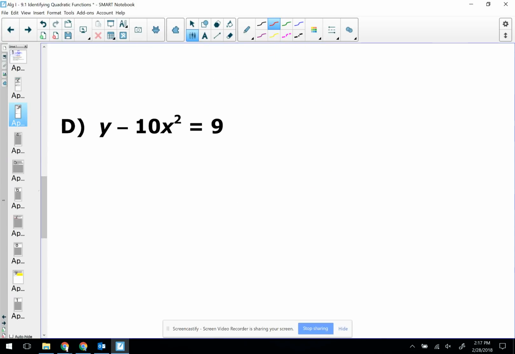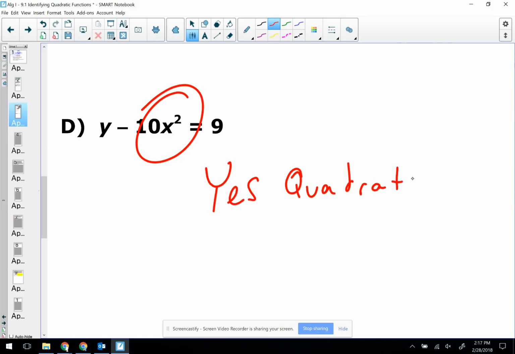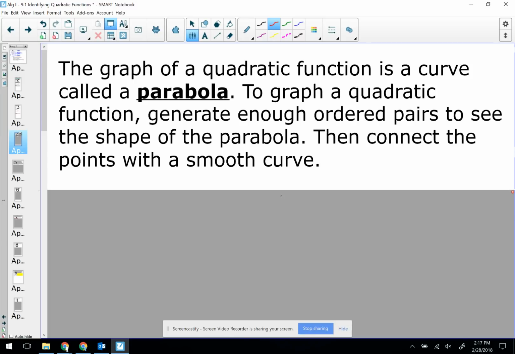Is that quadratic? Yes, quadratic. Okay. So in an equation, if you see an x squared term, and it's the highest power, you're looking at the biggest degree, the highest power of x is 2, then yes, it is a quadratic. Okay, so let's take a look here.